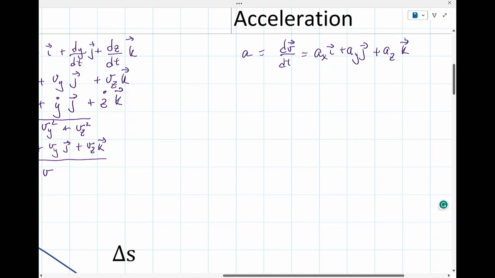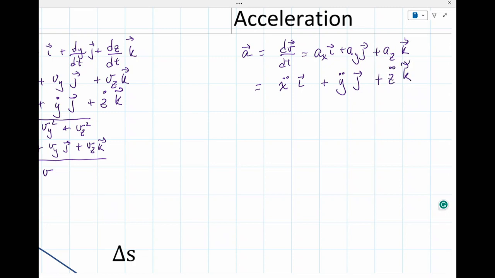Same thing with the acceleration, which is a vector. I take the derivative with respect to time of velocity, and then when I do that, I get ax in the i direction, ay in the j direction, az in the k direction. I can also write this using this dot notation as x double dot in the i direction, y double dot in the j direction, and z double dot in the k direction.